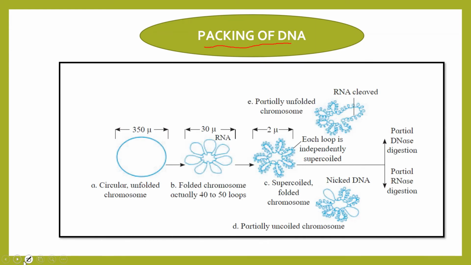Now what happens in this packing of DNA? See here, the circular unfolded chromosome is 350 micron. Second step, the folded chromosome. If you look at this diagram, it is coiled and it is folded. Since it is folded and coiled, it is taking less space, 30 micron.